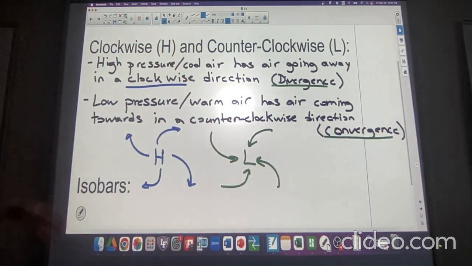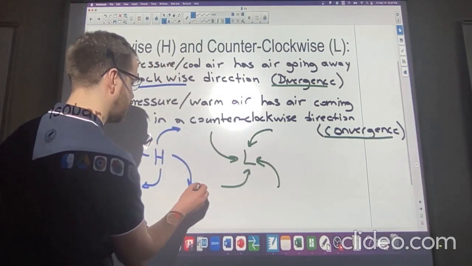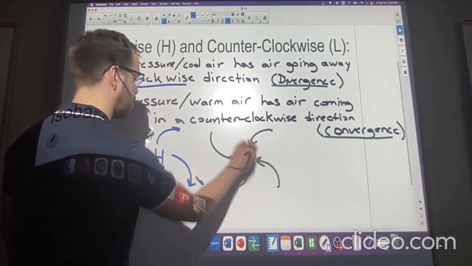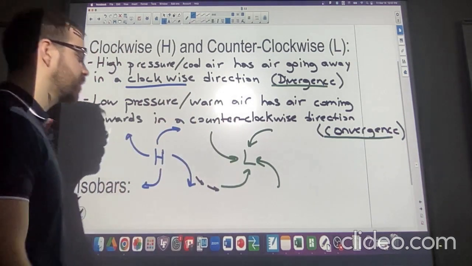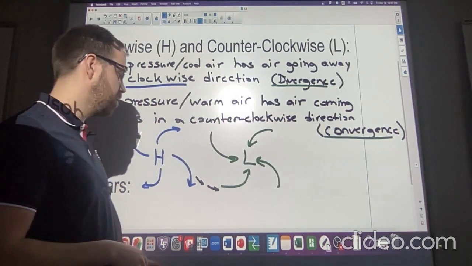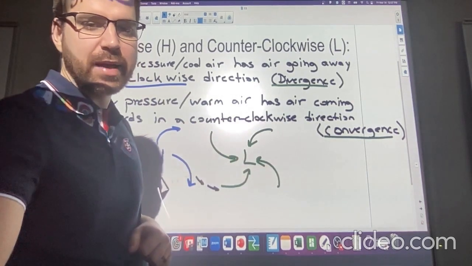Okay? And because of that, we have sort of these winds that follow kind of this funky path, and maybe you have winds that go out like this, and they go like that, and they follow this swervy path to get from point A to point B. All right, so clockwise, counterclockwise, and then we have isobars.